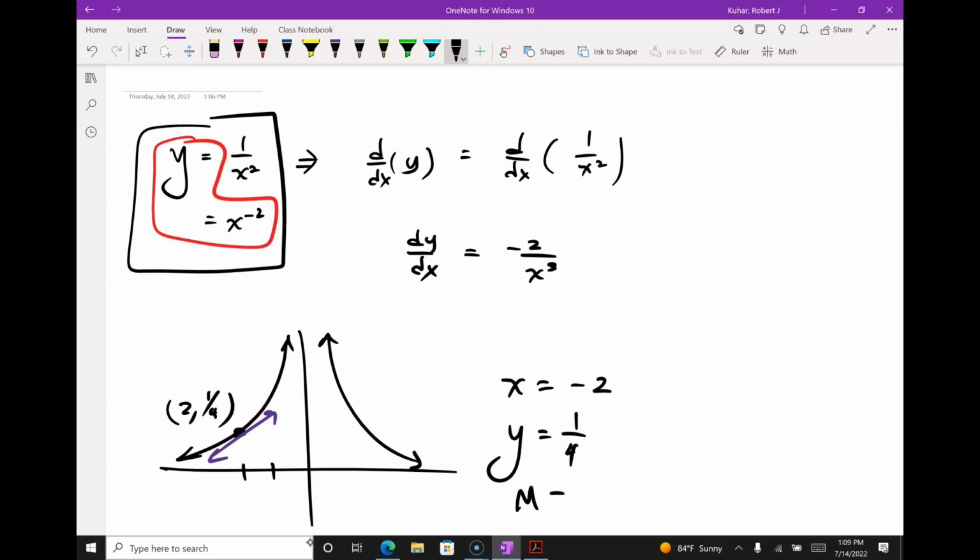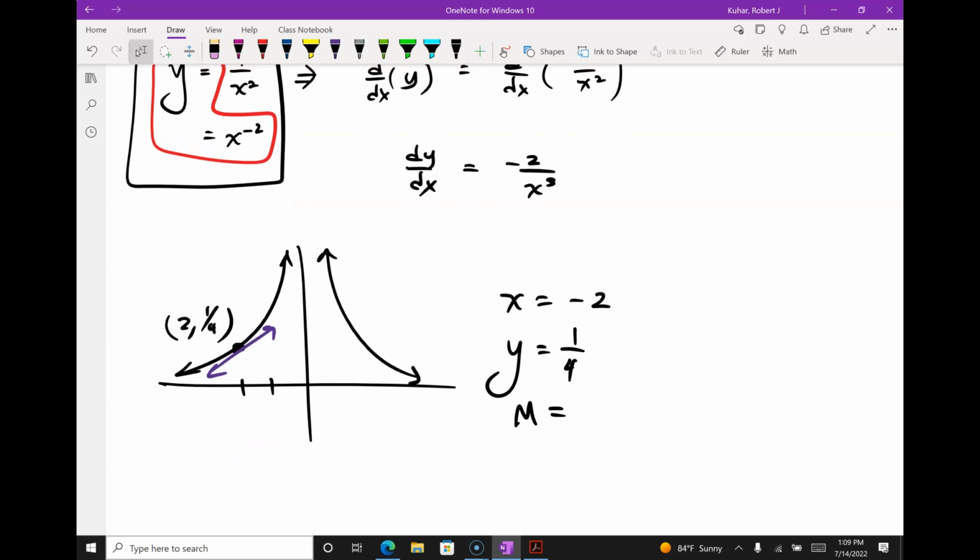And what's m? Yes, negative 2 over 2 cubed. That's negative 2 over 8. That's negative 1/4. Nice. Everybody with me? Michael? Good. Don't lie to me.